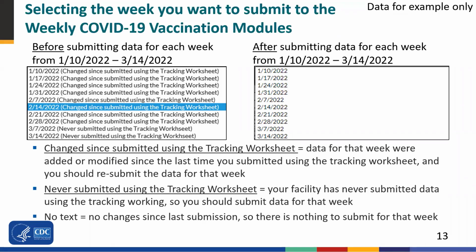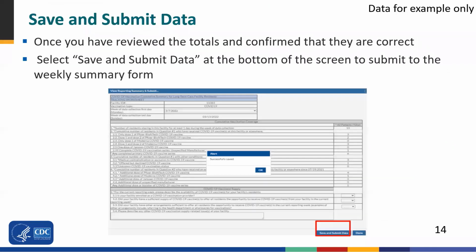After you have submitted the data for the reporting week, you will see that the text goes away as seen in the screenshot on the right side. This means that there have been no changes to the data for that week since the last time you submitted. Once you have reviewed the reporting summary and confirmed that your data are correct, click the Save and Submit Data button indicated by the red box, and a successfully saved alert will appear. Please click OK to continue.